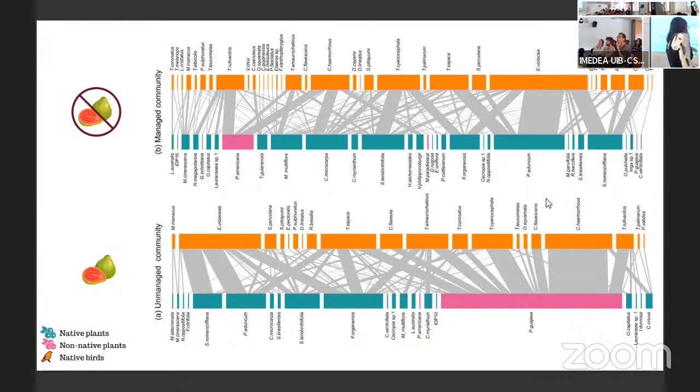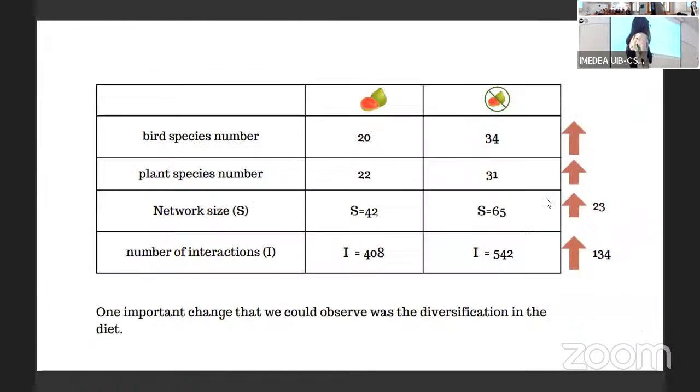Here we could see some important differences. There is a lot more, but I bring some. First, after management, we can see more bird species interacting, more plant species interacting. And so, of course, the network size was higher, with 23 more species after the guava elimination. And also the number of interactions rose. So we have more than 100 more interactions in this community.